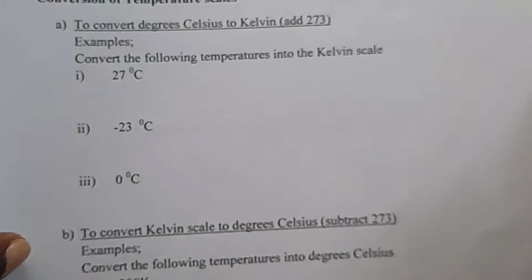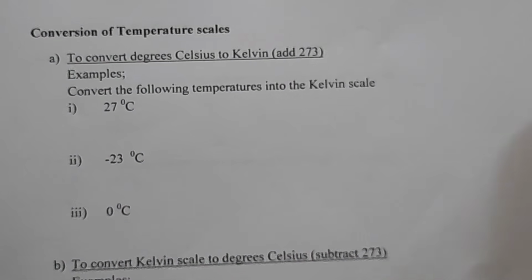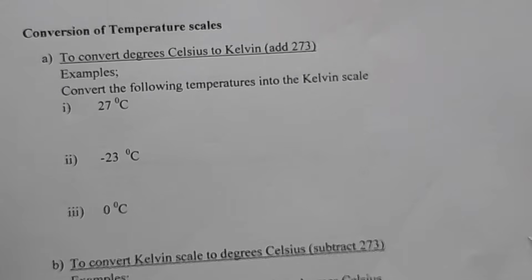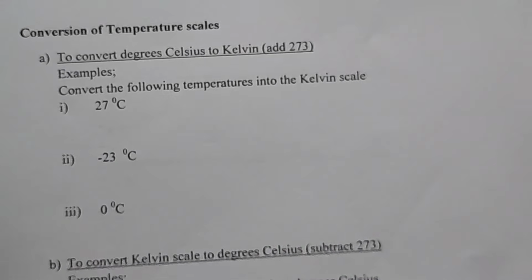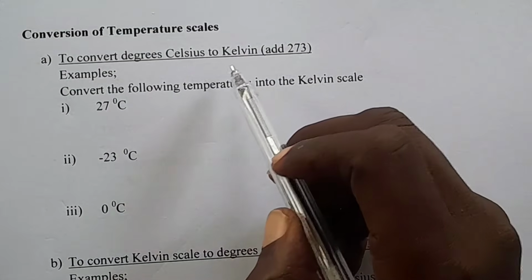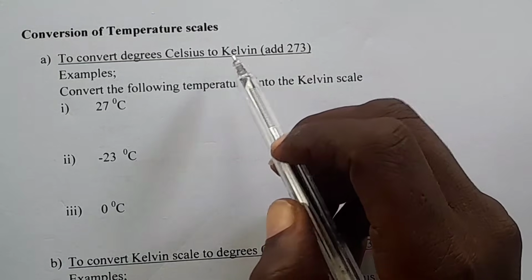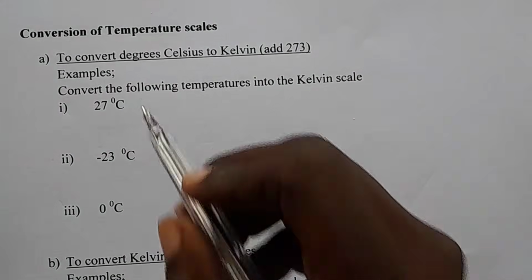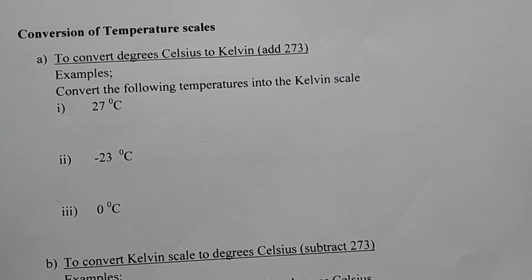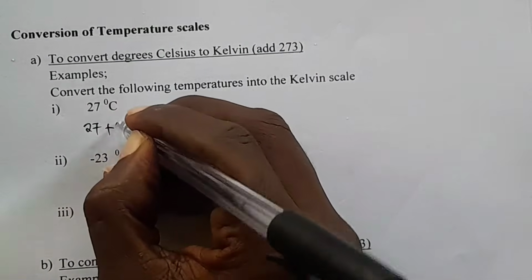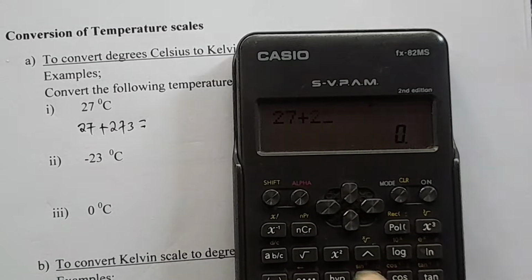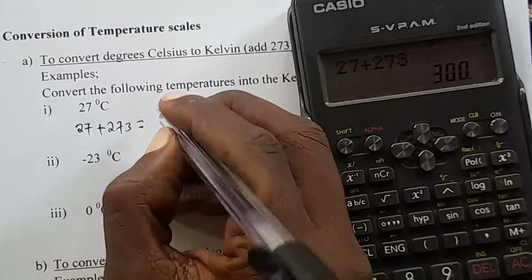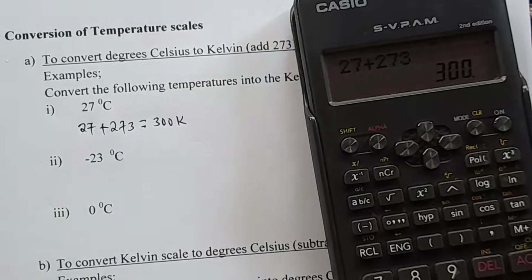Thereafter, we are going to go to the application of Charles' law. But before that, we are supposed to know the conversion of temperature scales. To convert degree Celsius to Kelvin, you take the value given, then you add 273. Let's get examples. Convert the following temperatures to Kelvin scale. I'm given 27 degrees Celsius. So 27 plus 273 gives 300 Kelvin.